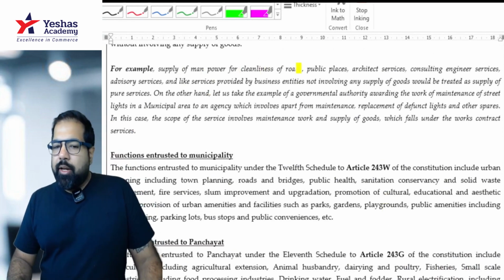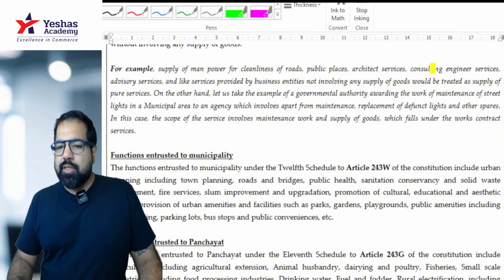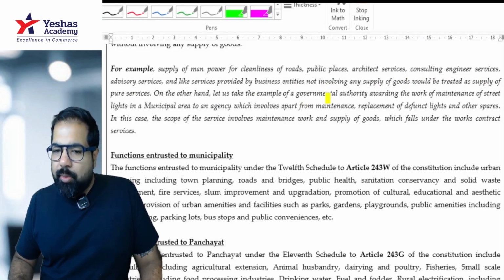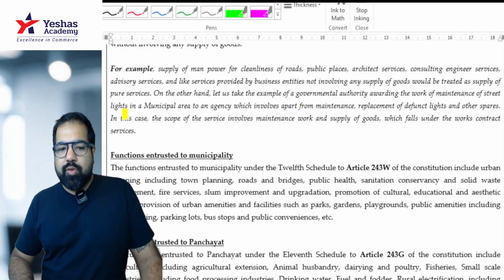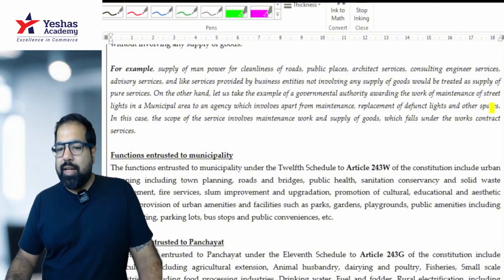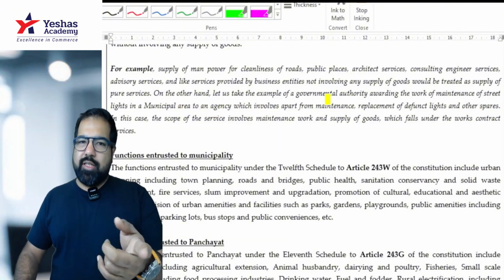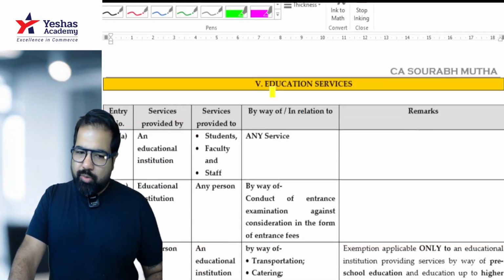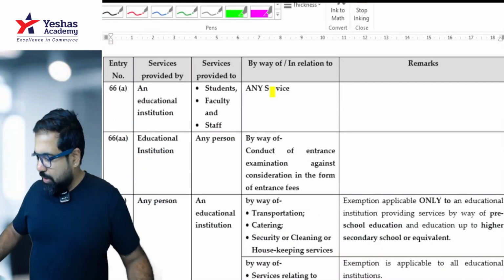Supply of manpower for cleanliness of roads, public spaces, architect services, consulting engineer services, advisory services, and like services provided by business entities not involving any supply of goods would be a supply of pure services. On the other hand, let's take the example of a government authority awarding the works contract for street lights in a municipal area to an agency which involves, apart from maintenance, replacement of defunct lights and other spares. So this is not pure services, this is goods as well as services. But if it's up to 25% goods value, then there will be no GST. This is basically government services.